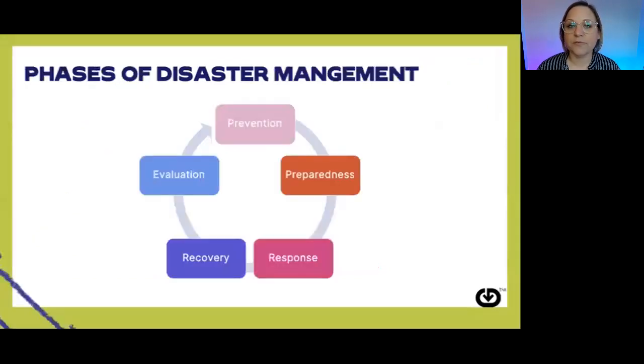So regardless of what kind of disaster you're dealing with, there are phases of disaster management. And these 5 phases can be categorized as disaster prevention, disaster preparedness, disaster response, disaster recovery, and then finally disaster evaluation. And as soon as they make that full cycle on a disaster, we're right back to the prevention step and planning for the next disaster. So it really is a cycle that continues.